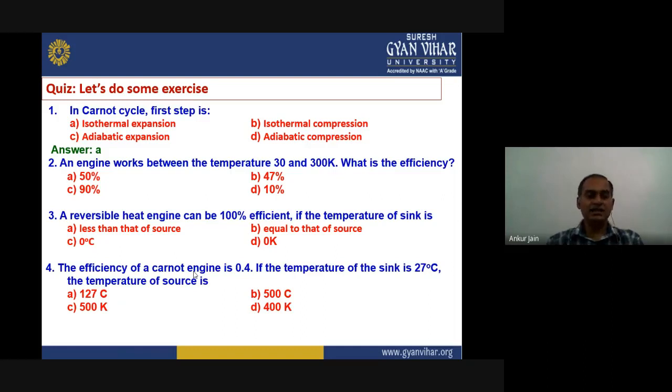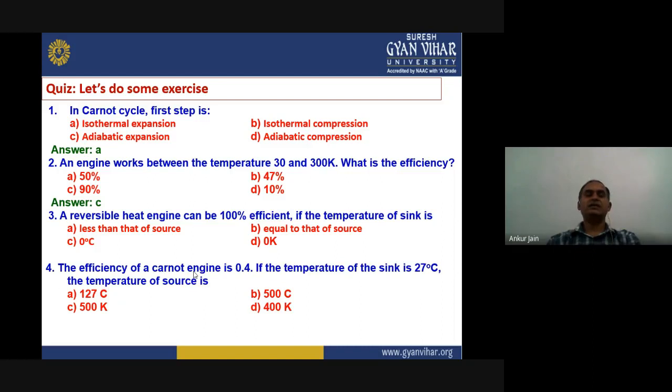Second is, an engine works between the temperature 30 and 300 Kelvin. What will be the efficiency? So we know the formula for efficiency, eta equals 1 minus T2 upon T1. If we calculate it from that value, we will get the answer C, that is 90%.